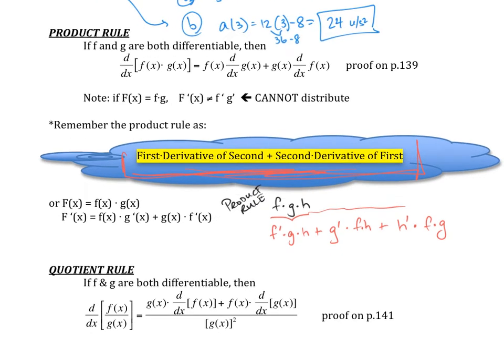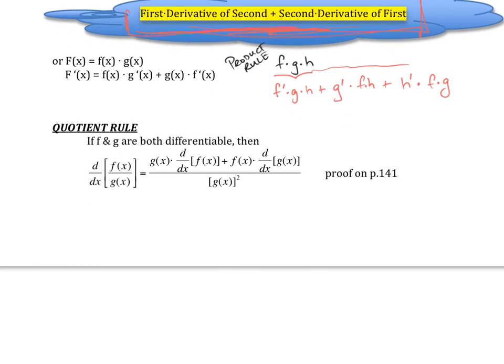Which leads us to the next one, which is the quotient rule. And I have a big typo here in my notes. This should be minus right there. So let's talk about this. If you are dividing two functions, you take the bottom one times the derivative of the top, minus the top times the derivative of the bottom, over the bottom squared. Again, Stewart proves this for you so you can see how it works on page 141.